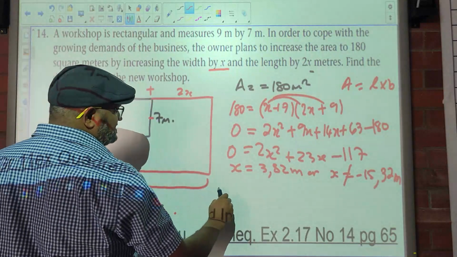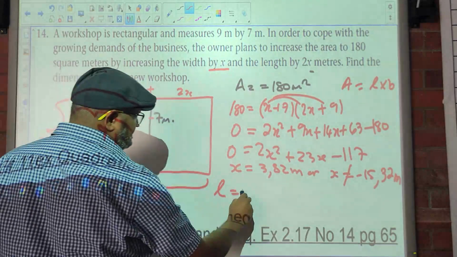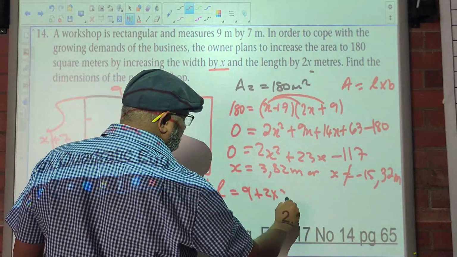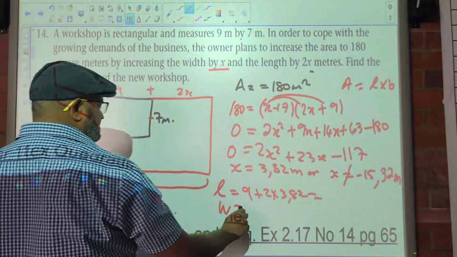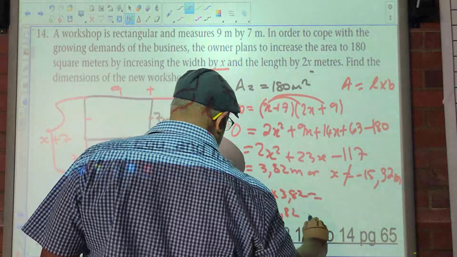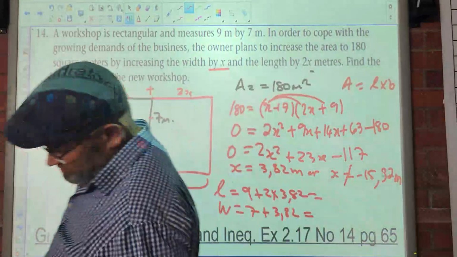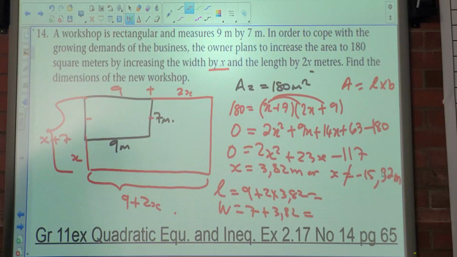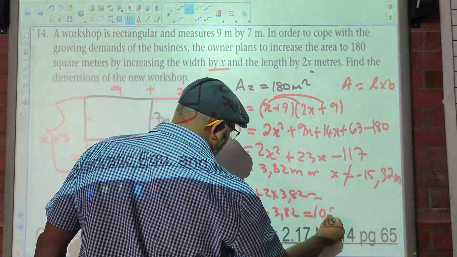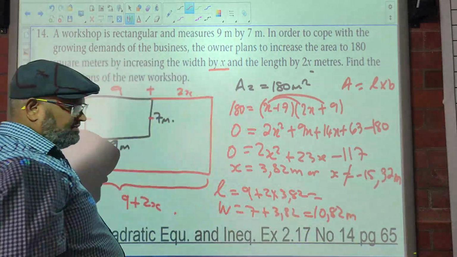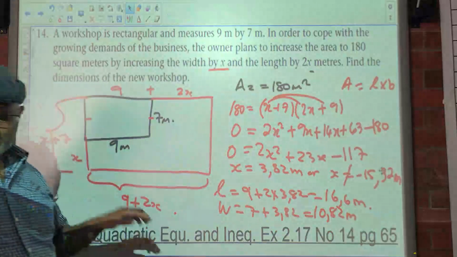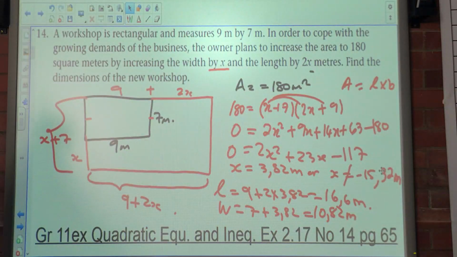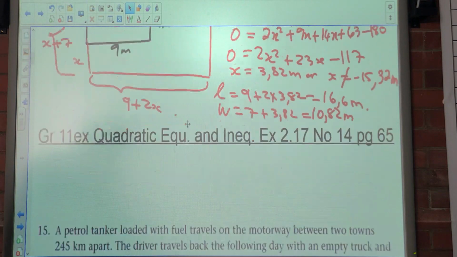So the new workshop's dimensions: the length is 9 plus 2 times 3.82, and your width is going to be 7 plus 3.82. What did this work out to be? 10.82. And this one here? 16.6 meters, approximately. Okay. Any confusion there? And then the last one, number 15.